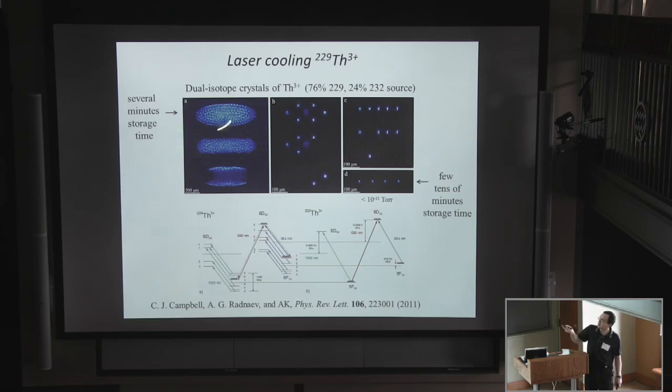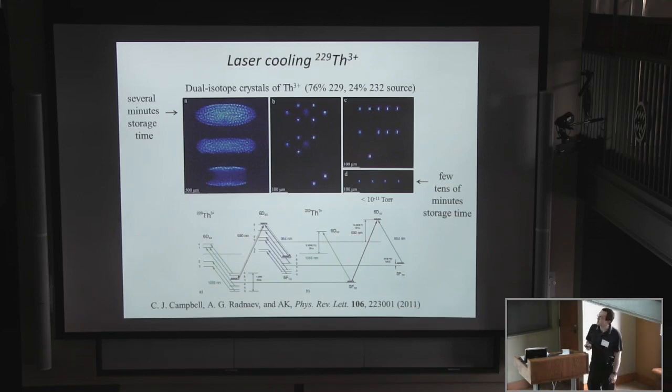And we have these dual isotope crystals here. Here only 229 is illuminated, and here the bright shell of 232. And for smaller clouds, we also see these two isotope crystals down to chains of a few ions. Here's a pure chain of 4 thorium-229 ions.